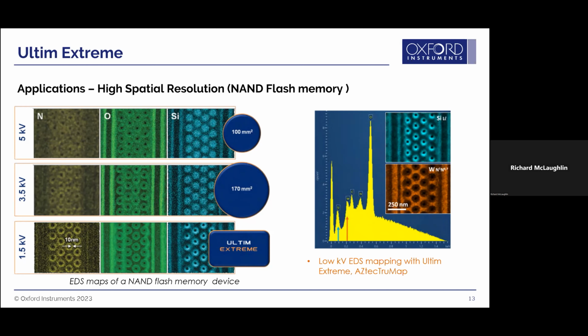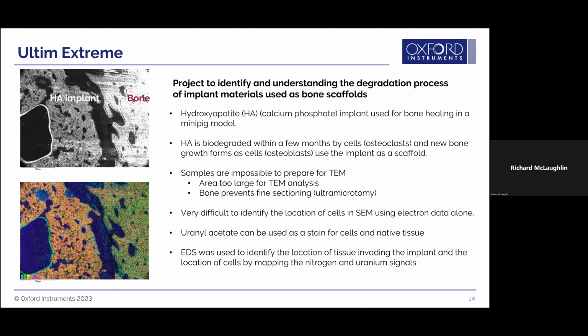On the right, we have the maps and how they were processed. So we actually have a silicon map, a silicon L map, and a tungsten N map there. To get those accurate and clean distributions, we process the maps using what we call a true map, which just deconvolves those overlapping peaks and removes the continuum, or the background, underneath those peaks. So we're actually just plotting the characteristic X-rays.